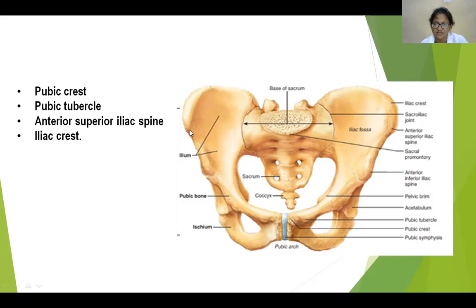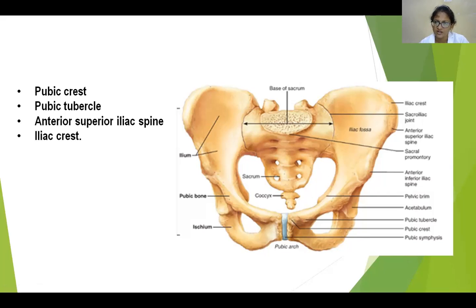It gives attachment from the anterior superior iliac spine to the pubic tubercle. The lateral end of the inguinal ligament gets inserted to the anterior superior iliac spine, whereas the medial end of the inguinal ligament gets inserted into the pubic tubercle. What is the inguinal ligament? The inguinal ligament is nothing but the aponeurosis of the external oblique muscle. It is one of the anterior abdominal muscles.